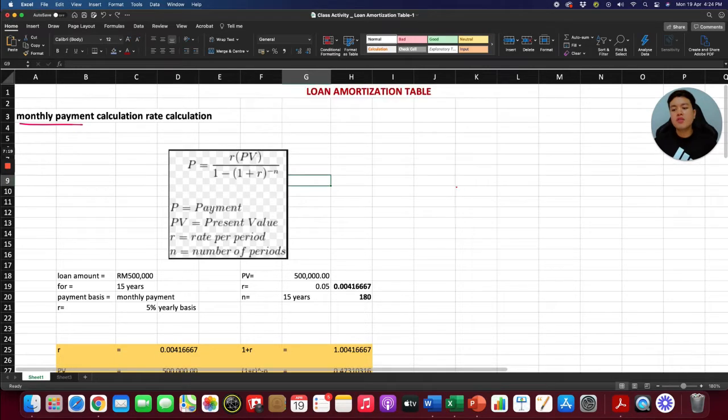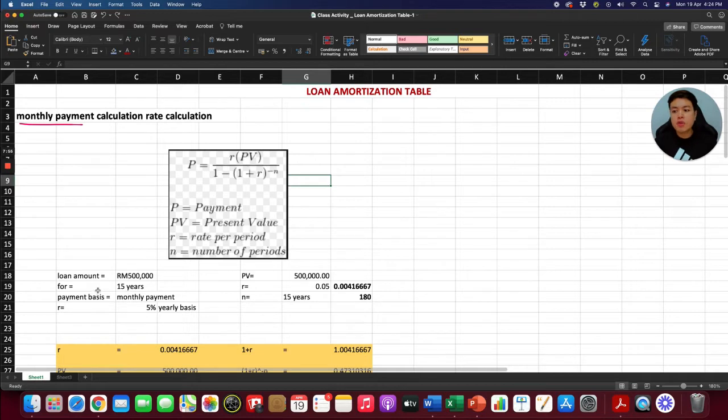I have already provided you with an example, so let us walk through it. Let's say you buy a house valued at 500,000 ringgit. You borrow money from the bank, loan amount 500,000 ringgit, for 15 years. We'll look at 15 years now, and after this we'll look at the impact of borrowing for 20 years, 35 years. We will look at that later.